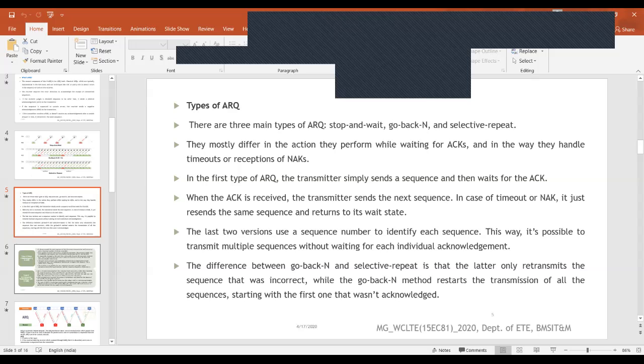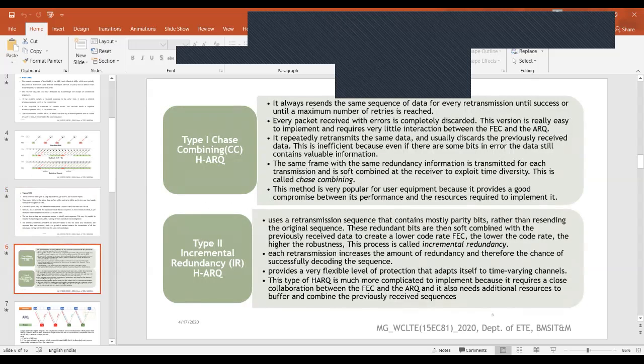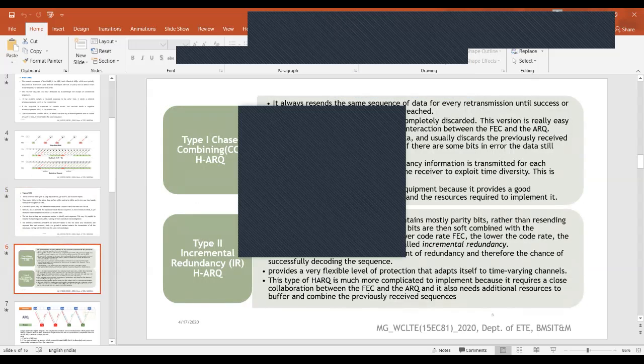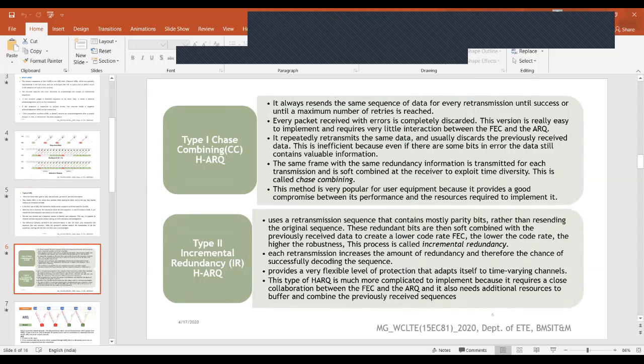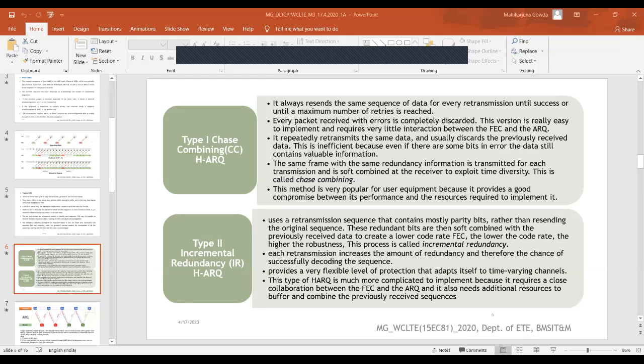There are 2 different types of hybrid HARQ techniques. One is type 1, chase combining hybrid HARQ, and another one is type 2, incremental redundancy hybrid HARQ. These are the 2 different techniques which are used in LTE. Even these 2 techniques are used in HSPA network also, that is high speed packet access network.